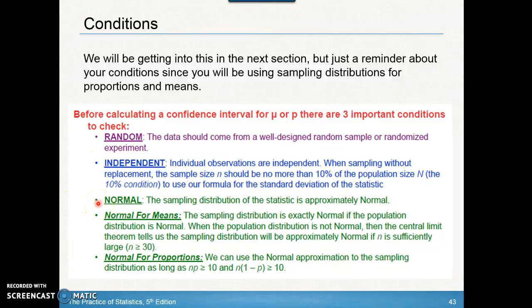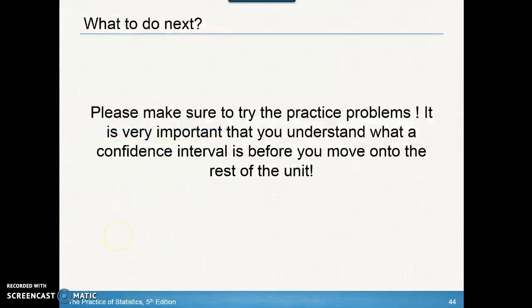Number three, the sampling distribution of the statistic is normal. So that's the sampling distribution of sample means; by the central limit theorem it has to be normal. For proportions, that's np is greater than 10, and n times 1 minus p is greater than 10.